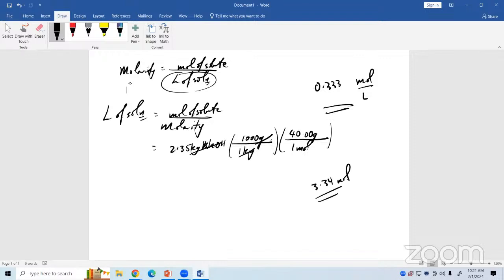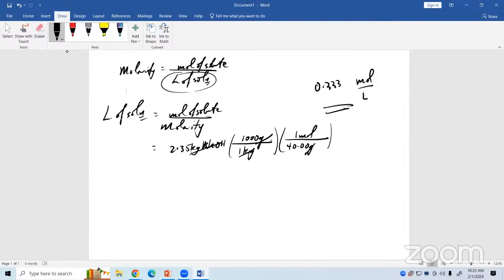Oh, shoot, I should have inverted that, my bad. So let me erase the top part here and the bottom part here. Let me correct that. This should be 40.00 grams below and 1 mole above. So the gram units will cancel out. When you work that out, you're going to end up with, let me not work that out quite yet.